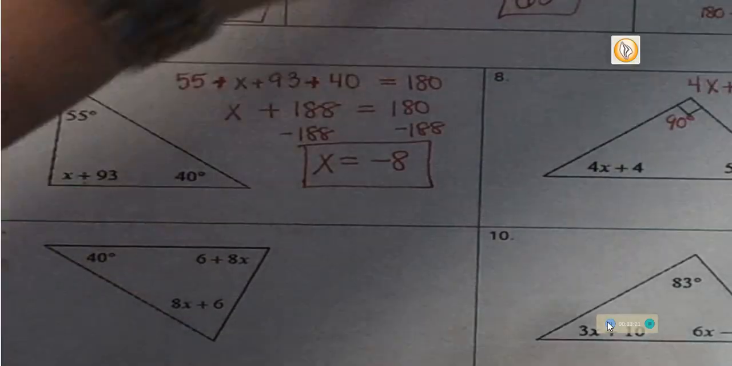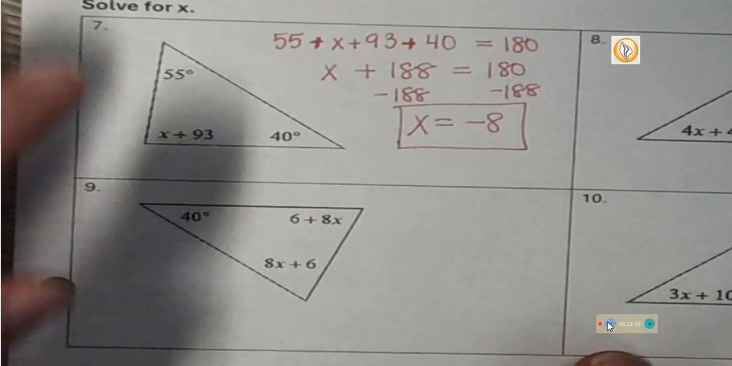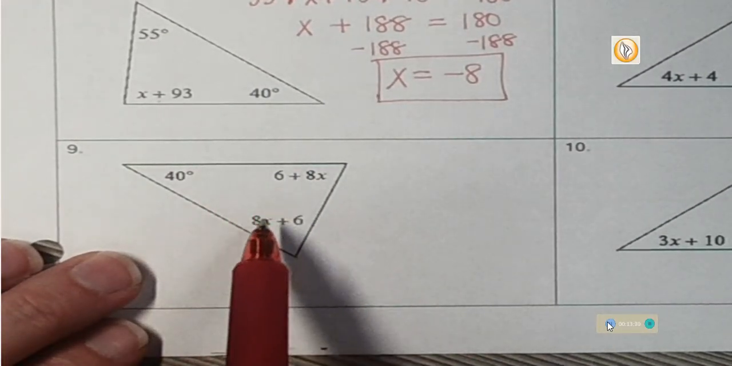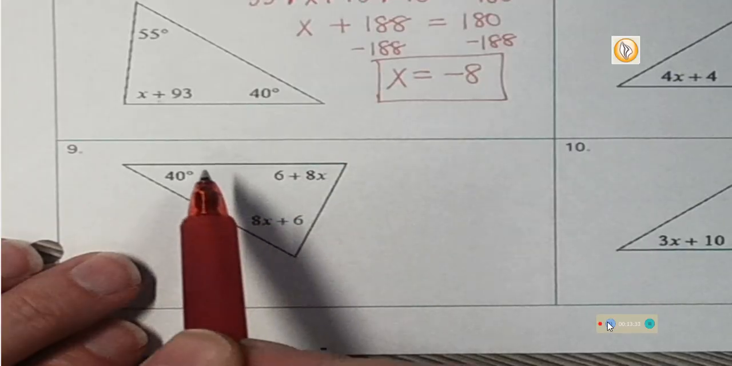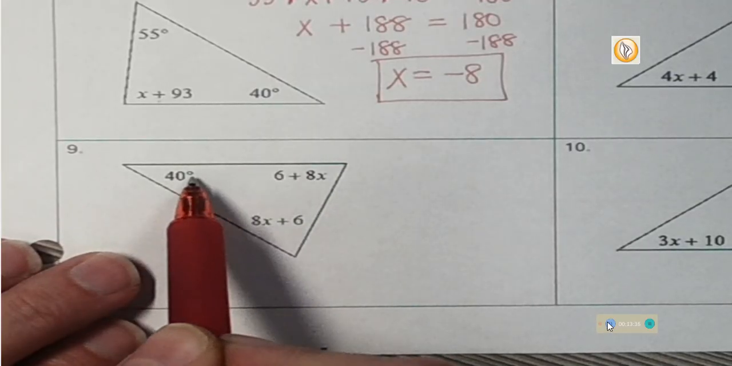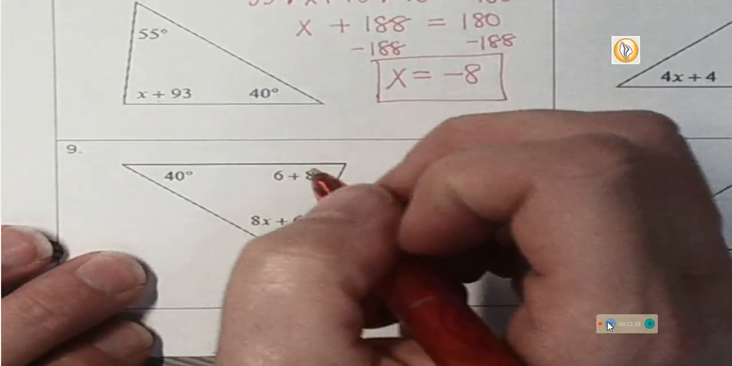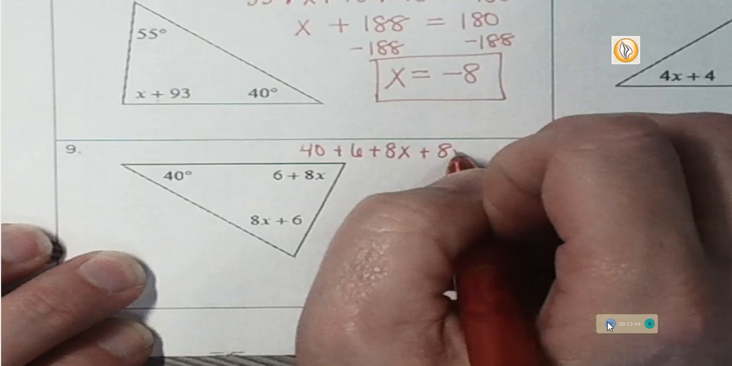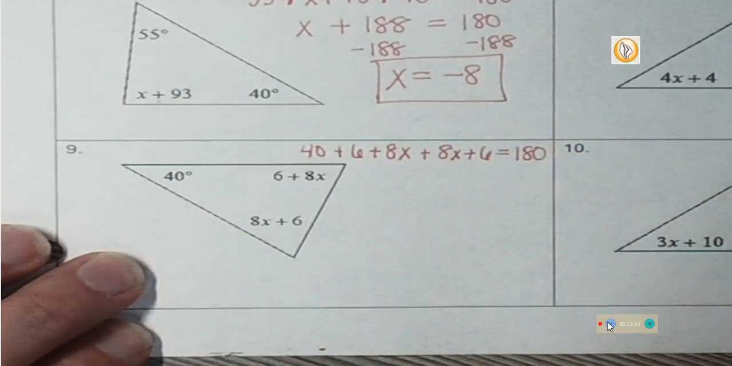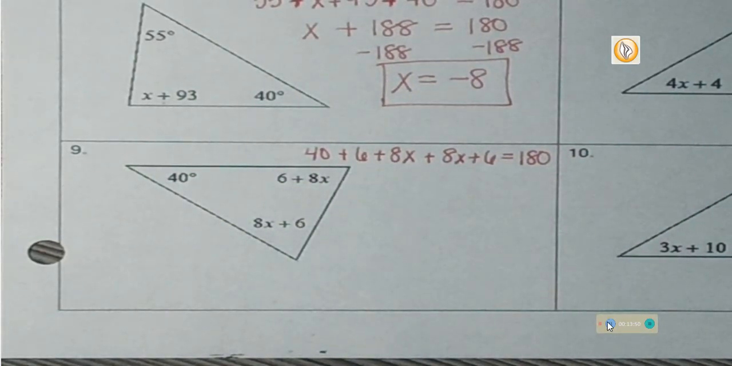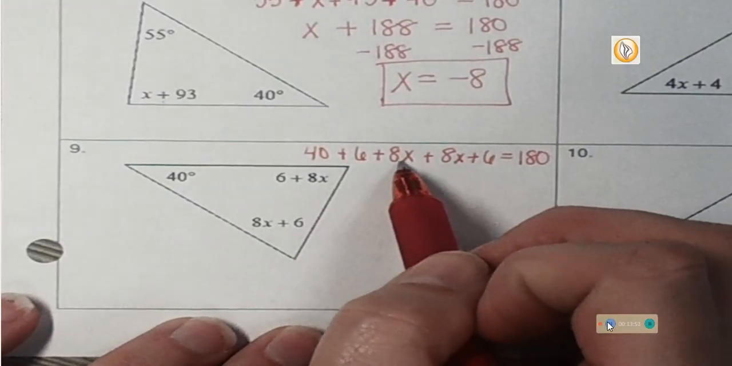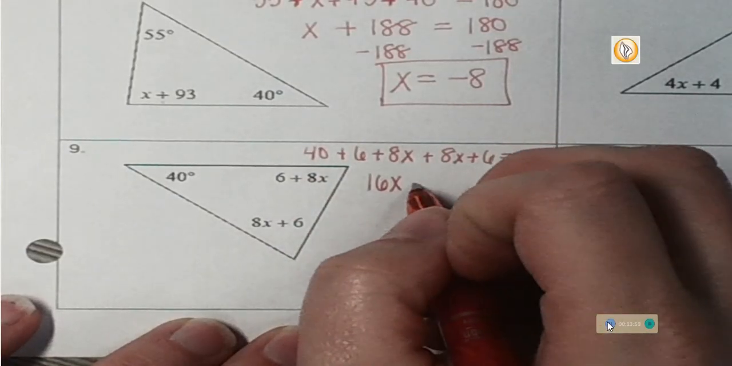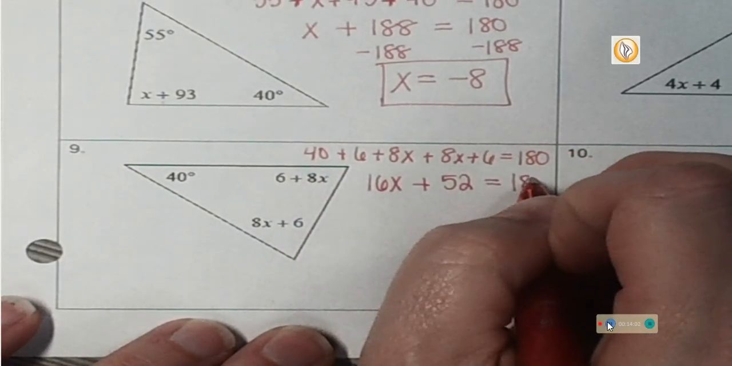All right, so far I only gave you one algebra expression and two numbers. Now I'm going to give you two expressions. I could put all three of these having x's, and all you would do is take all three of these, and what do they add up to equal? 180. So 40 plus 6 plus 8x plus 8x plus 6 equals 180 degrees on the interior of a triangle. So 8x plus 8x gives me 16x. 40 plus 6 plus 6, I got 52. All of that equals 180.